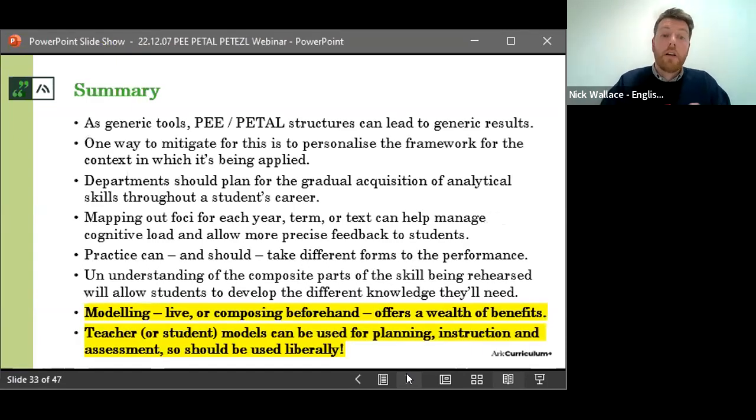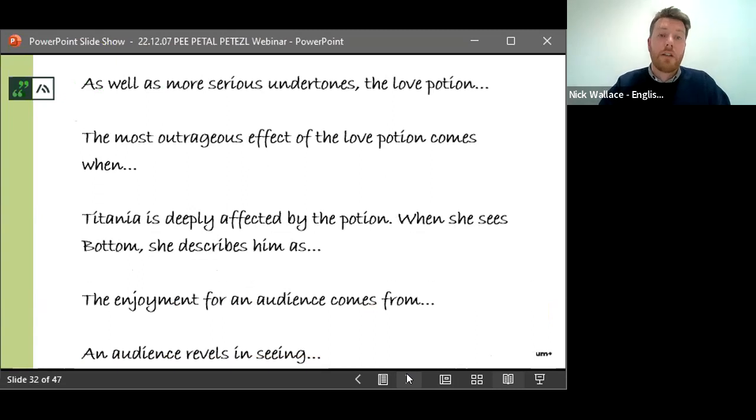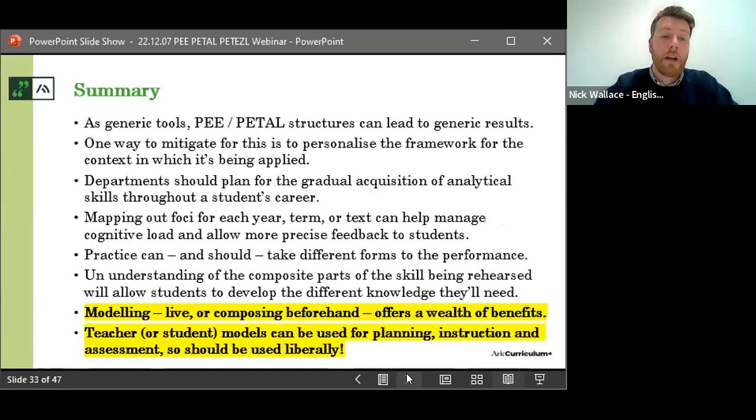So modelling, live or composing beforehand, offers a wealth of benefits. And we can see in the title of the session, we discuss the role of sentence level and thinking about composing sentences, building sentences as a way to move forward with analysis. Hopefully the role of modelling there begins to illustrate ways forward.